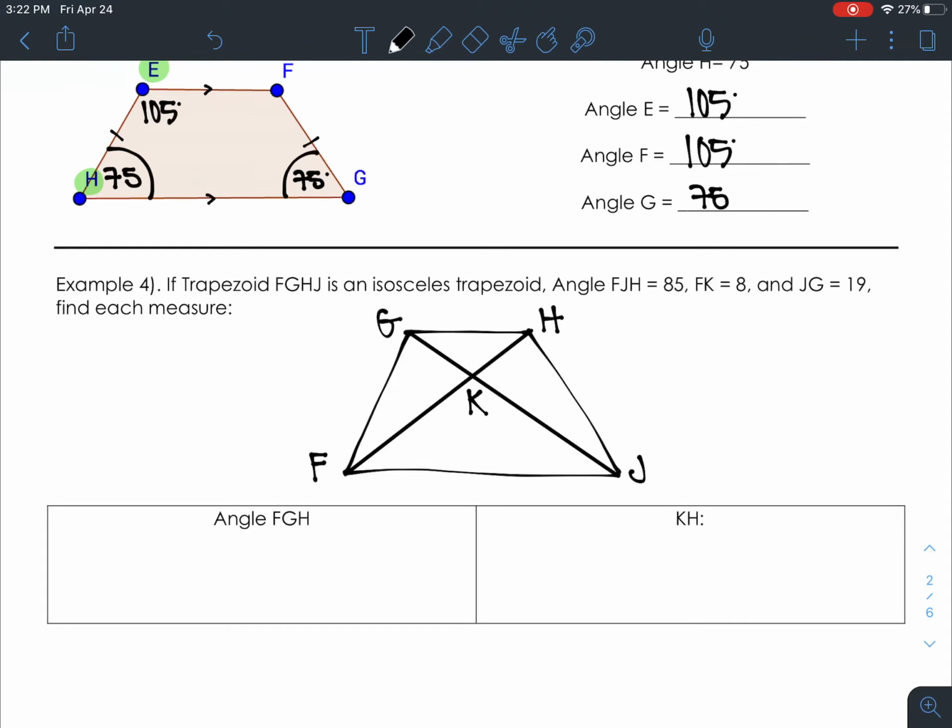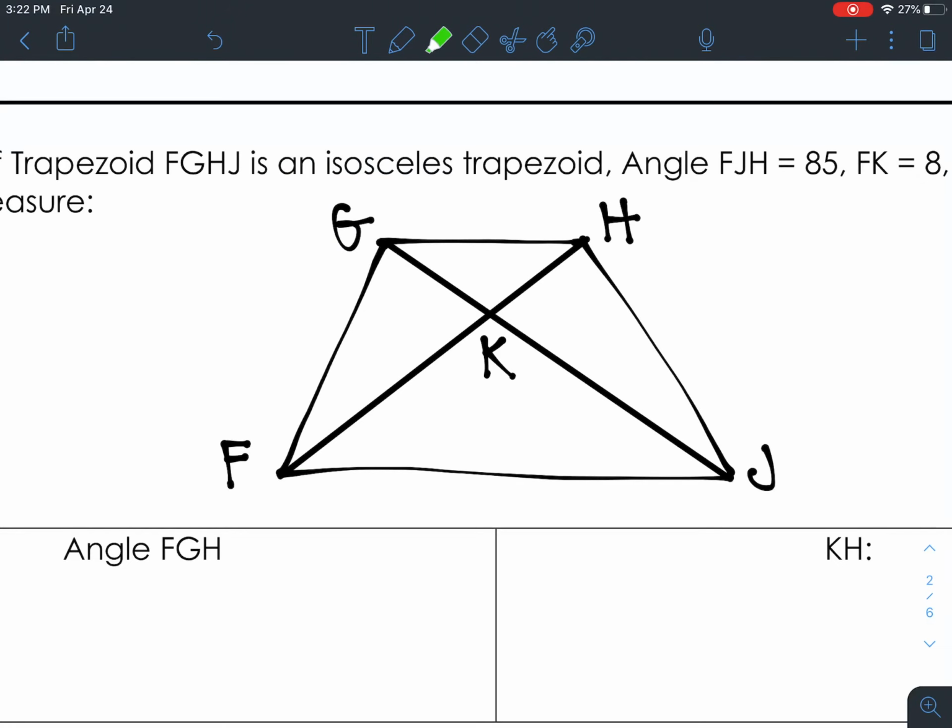What this question is saying is that this entire angle right here, angle FJH, this full angle is 85 degrees.